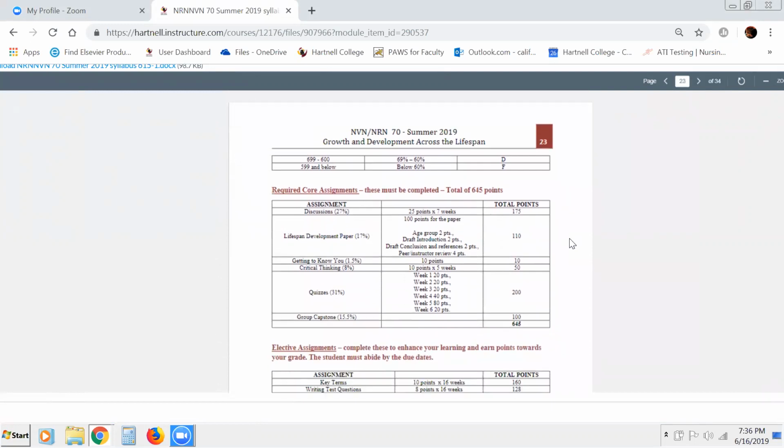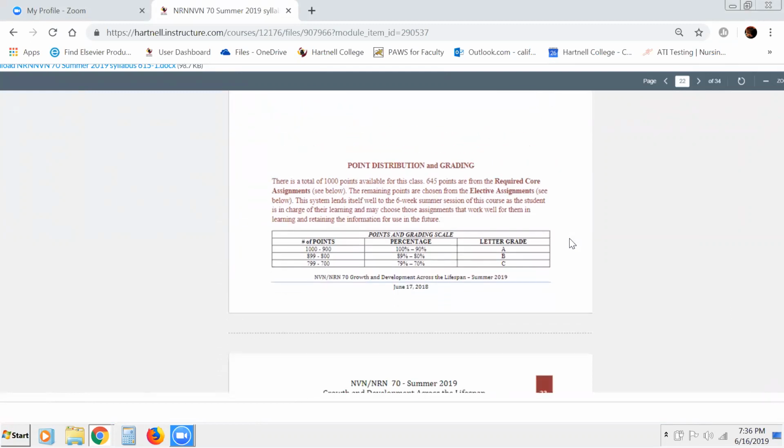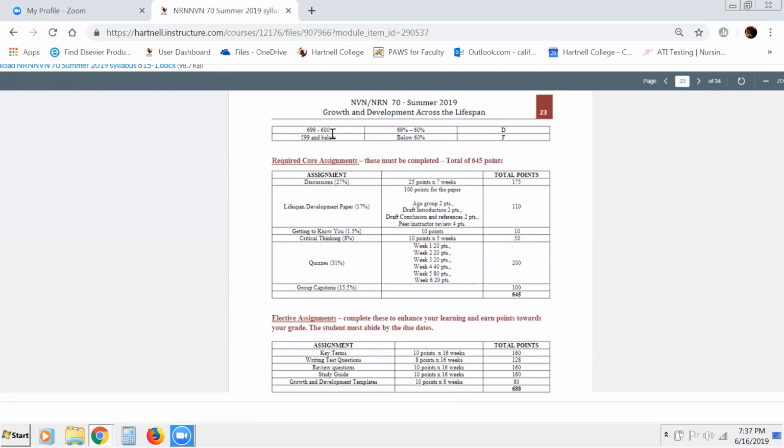The required core assignments that must be completed are potentially 645 points of the 1,000 points. That's not enough; 645 would put you in the D range. That's why we have the elective assignments, to get you up to that A and B range that you would like.